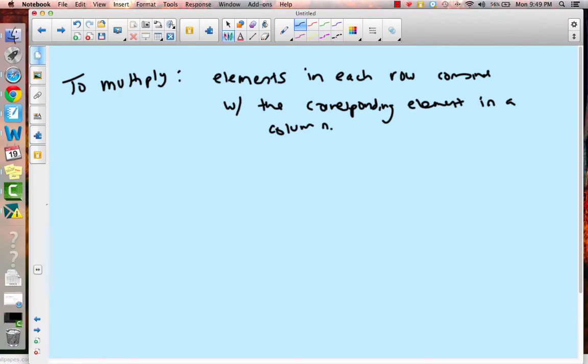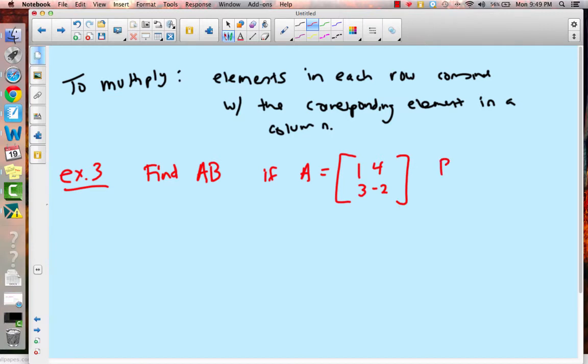So let's go ahead and just start with a really basic example. We'll call this example 3. I'm going to ask you to find matrix AB. If they're side by side like that, that usually means multiplication. Matrix A is this matrix, it's 1, 4, 3, negative 2. And matrix B is equal to 5, negative 7, 9, 6. This is all going to be about keeping things organized with your work. You're going to do some multiplying and you're going to do some adding.